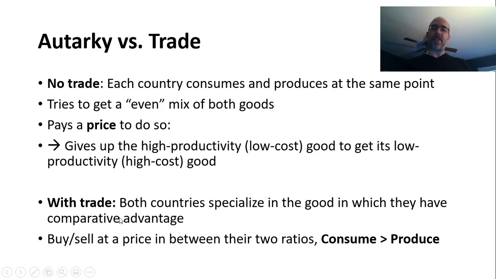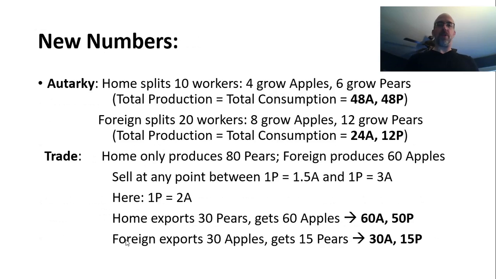They do what they're cheapest at. It's the same way as saying they're doing what they're most productive at, right? And they're going to buy or sell depending on which side they're on. They're going to sell at this price, between those ratios. And I showed you it's between 1.5 and 3. And you're going to consume more than you produce. All right, so how does this work?